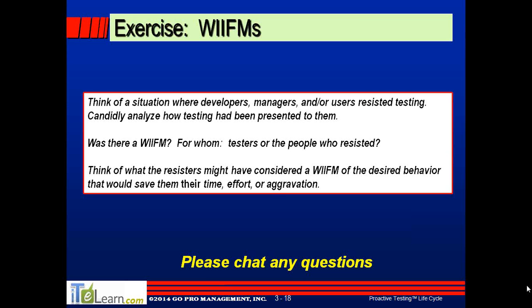So let me raise a couple of points here. First of all, testing, whether it's reactive or proactive, is an important way for the organization to reduce risk and to catch defects before they get to users.